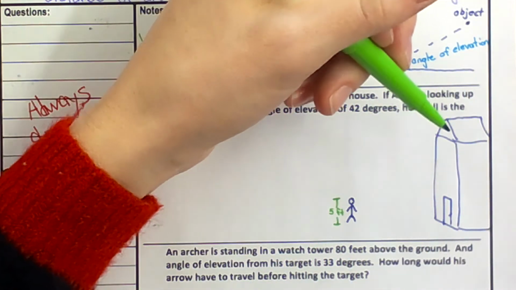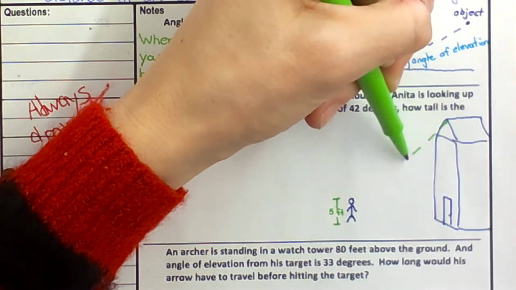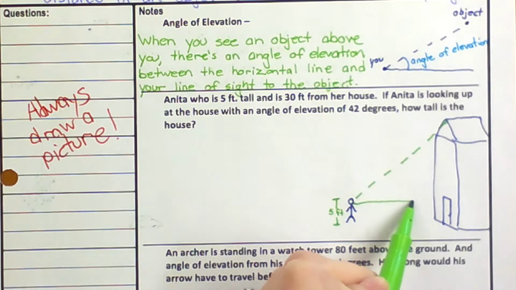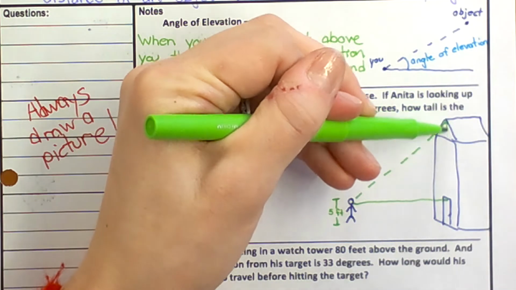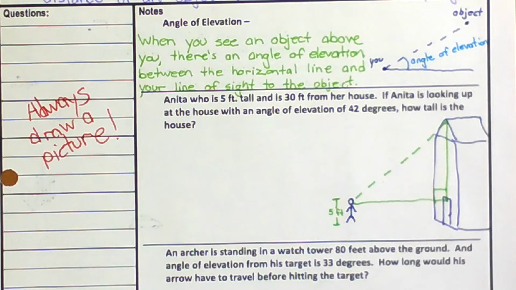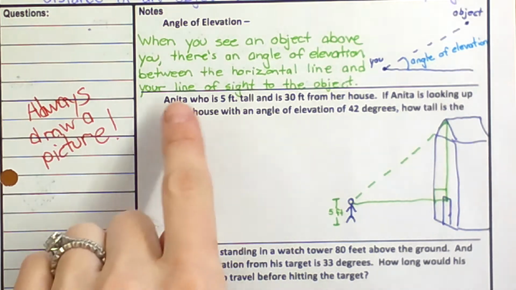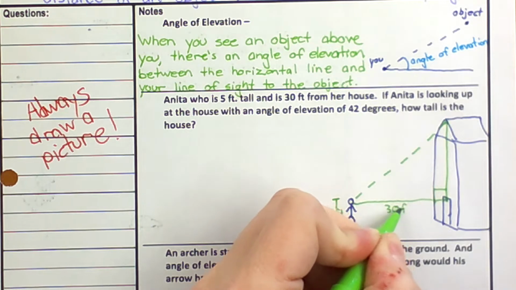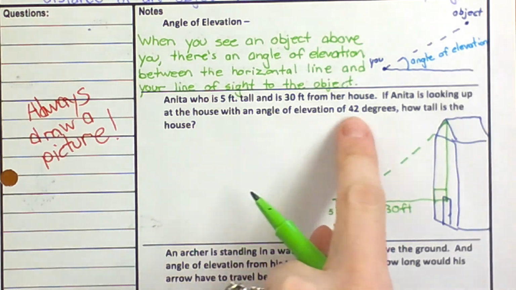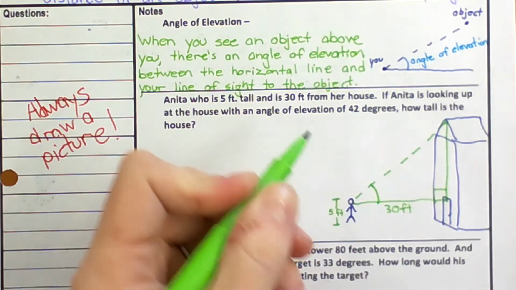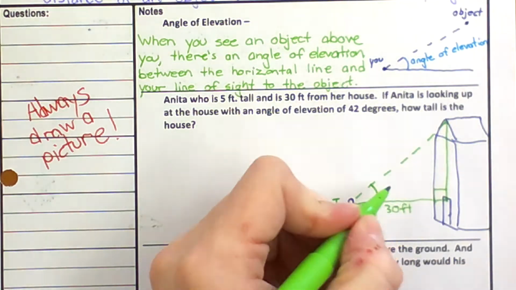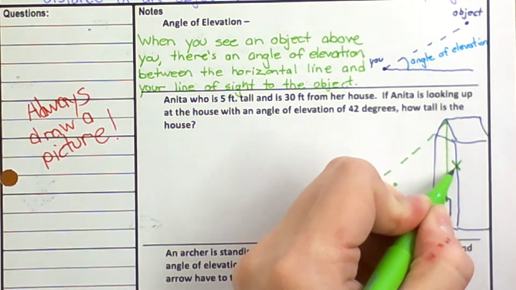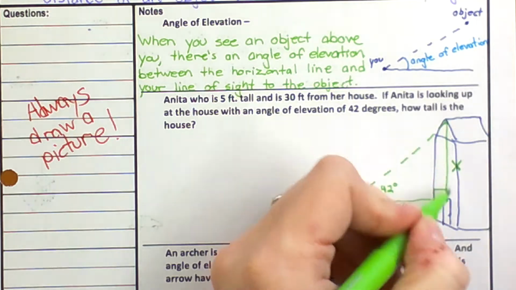So my line of sight is looking up to the top of the house. And then I need to draw in my horizontal line and complete that into my right triangle. Now it says she's 5 feet tall and 30 feet from her house. So she's standing 30 feet from her house. Her angle of elevation is right here. So we're looking up at the object, up at the top of the house. This is 42 degrees. And we want to see how tall the house is. So I'm going to put my X over here to get how tall this is.